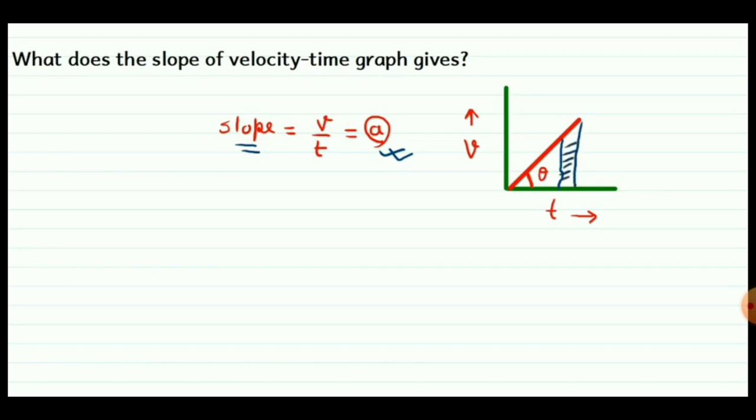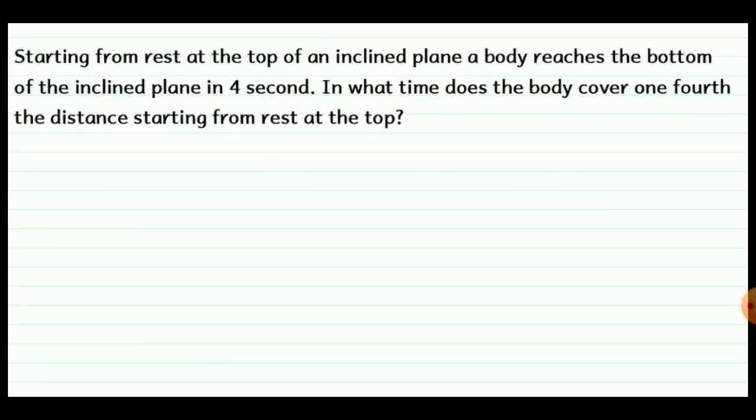So the angle theta over here would give the value of acceleration. What does the slope give? The slope gives the idea of acceleration. And the area, remind it, in the previous question it was asked what would be the area given in the VT graph. Area will show the displacement traveled by the object.